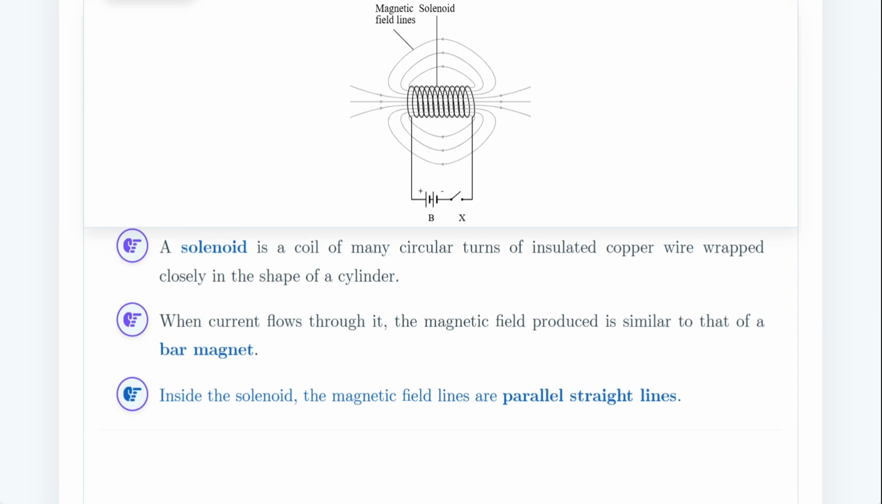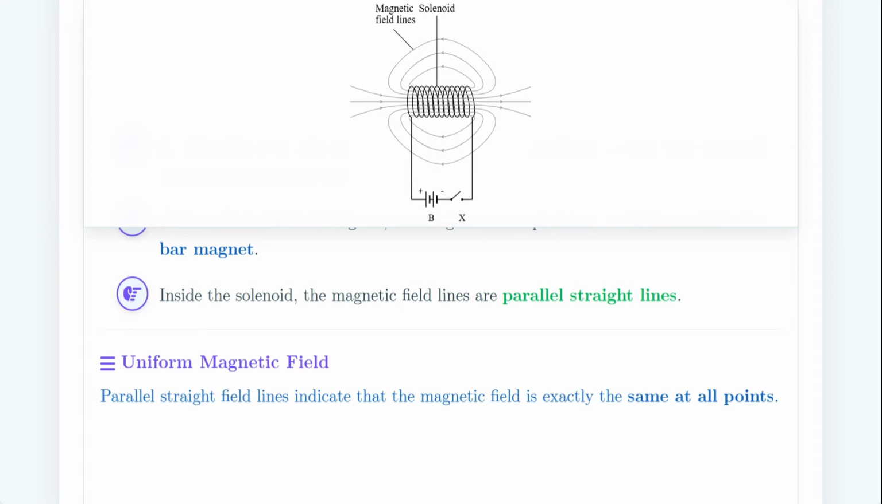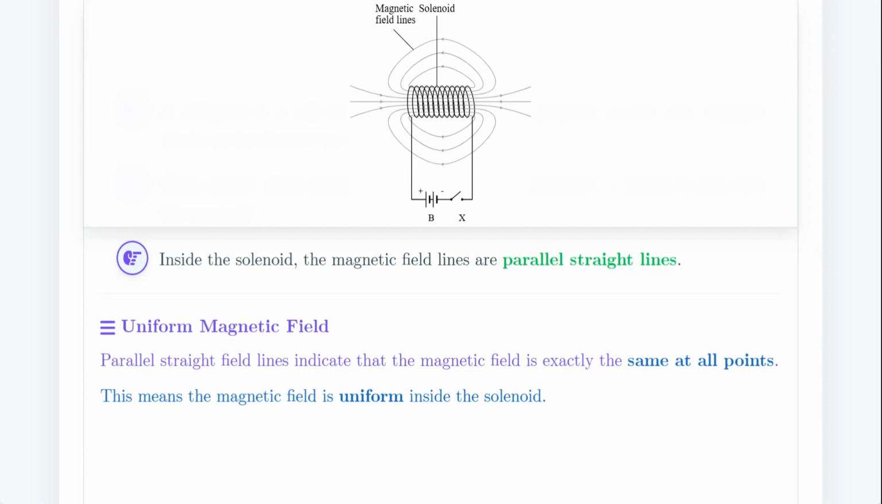But our question is specifically about the inside of the solenoid. Look closely at the field lines inside the coil. They are perfectly parallel, straight lines. Let's understand why this is so important. In physics, when magnetic field lines are straight and parallel, it tells us something crucial. It means the magnetic force is exactly the same at every single point in that region. In scientific terms, we call this a uniform magnetic field. It's a very stable, consistent field.